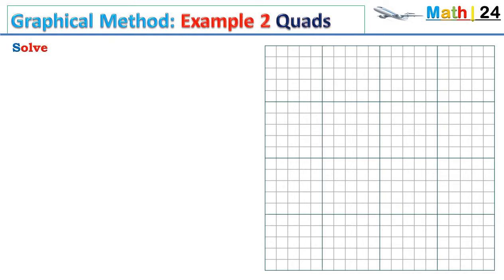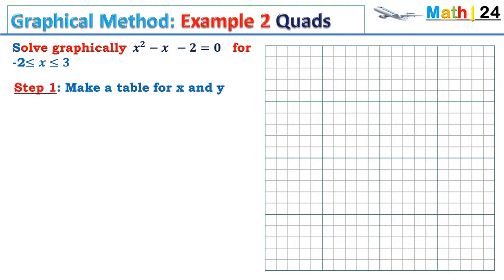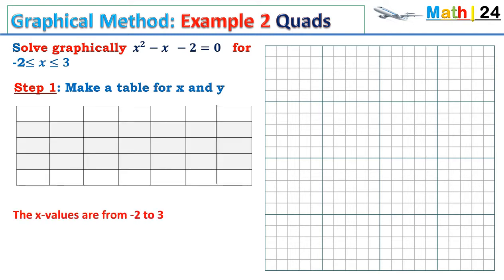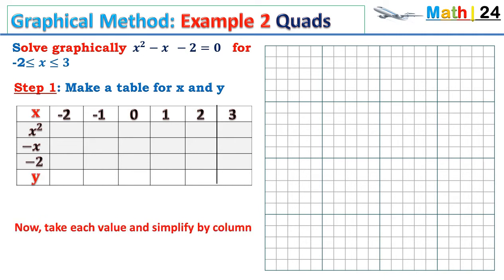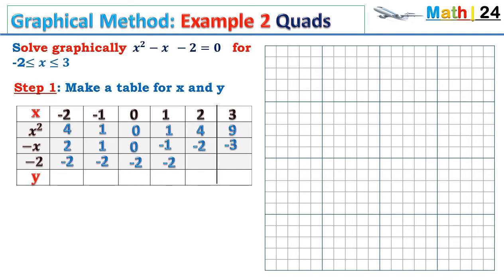Next, let us take another example. You have the equation x squared minus x minus 2 for x ranging from minus 2 to 3. The first thing to do equally is to make a table of values for x and y from minus 2 to 3 for the x values, and we copy the function term by term on the table, x squared minus x minus 2, and y is equal to the sum of those values. We now take each of them and square them. We now multiply each of them by minus 1, and we copy out the constant term. To obtain y, just add all the terms in blue, and we have those values.